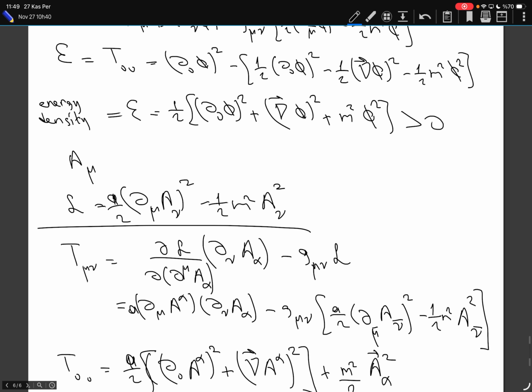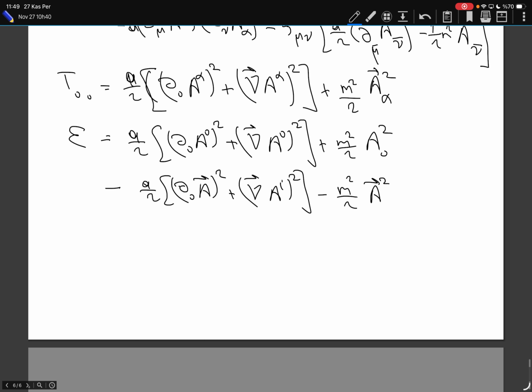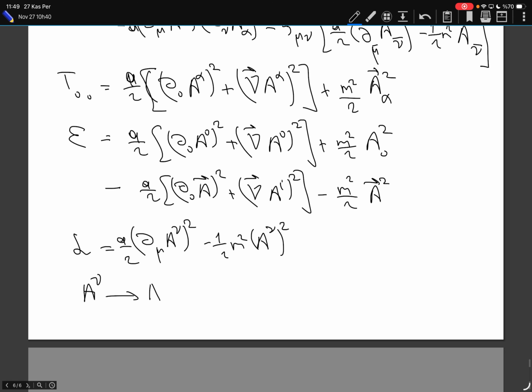There are other issues. You see, if you look at this model, let's say that I make only the rotation A nu goes to lambda nu mu A mu. I just rotate A mu, nothing else.